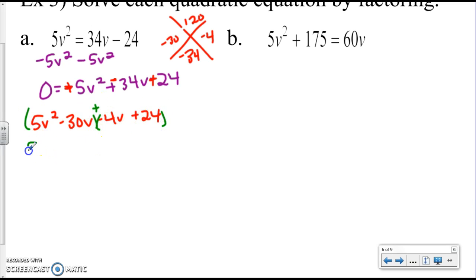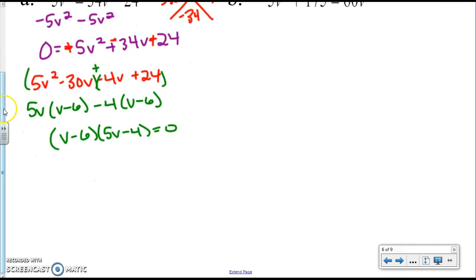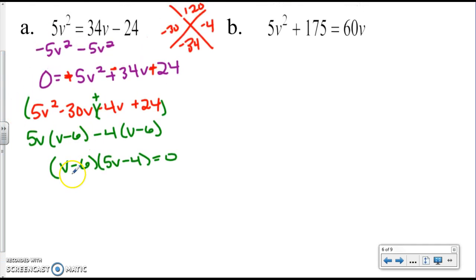So in my first group, I can take out a 5v. In my second group, I can take out a negative 4. And then since those match, I have v minus 6 out front and 5v minus 4 in my second group. So now that I factored the whole thing using AC split, I can go ahead and solve.